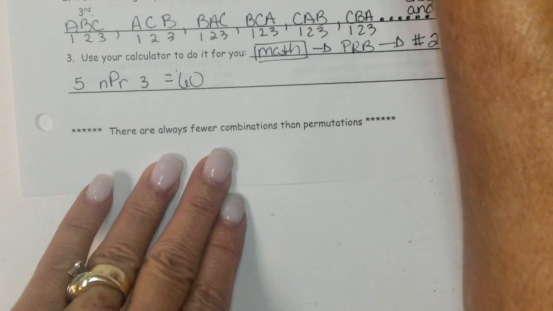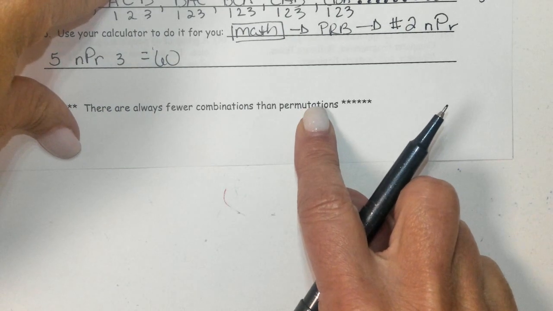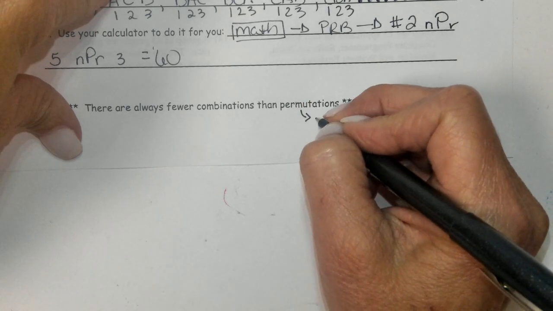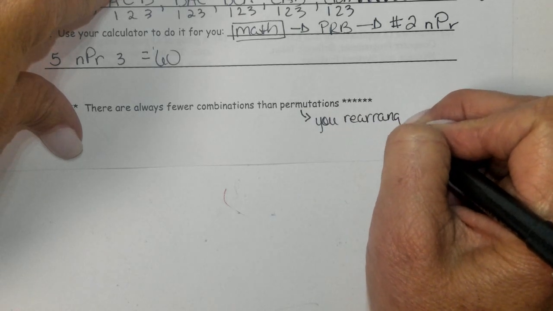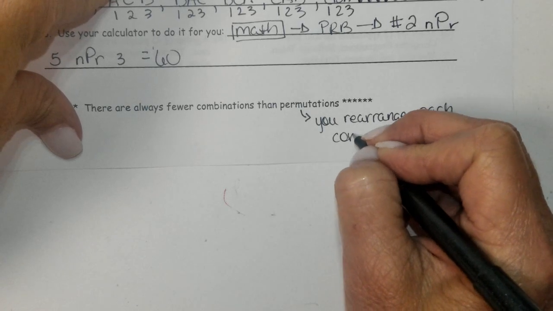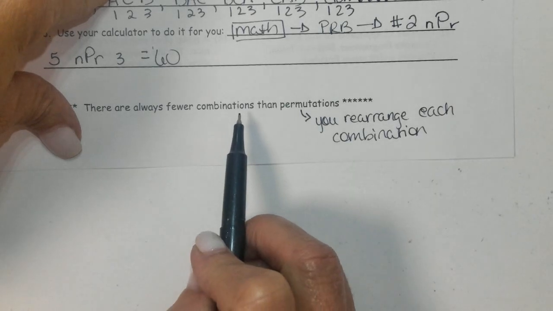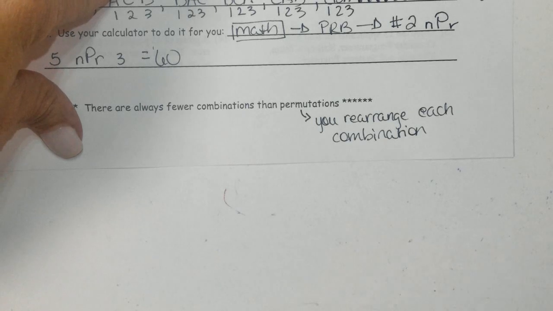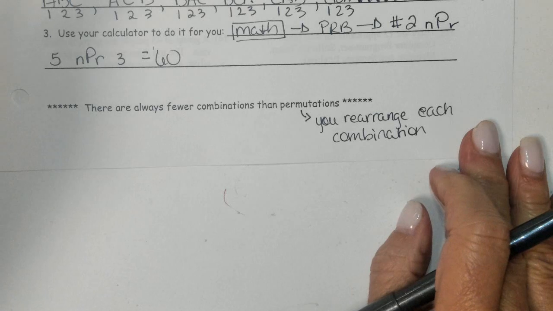So just remember that combinations and permutations are the same, except in a permutation you rearrange each combination. All right, so it's your combinations with all of those combinations individually rearranged. So you will always have more permutations than you do combinations.